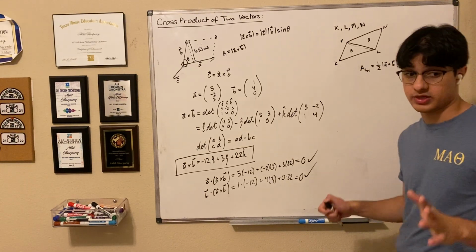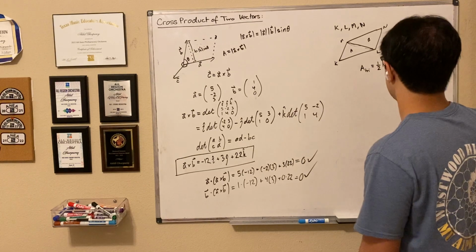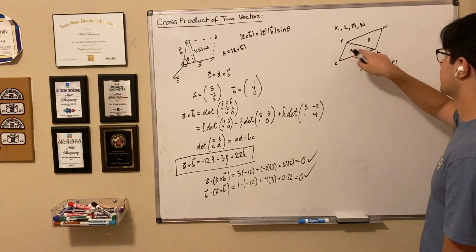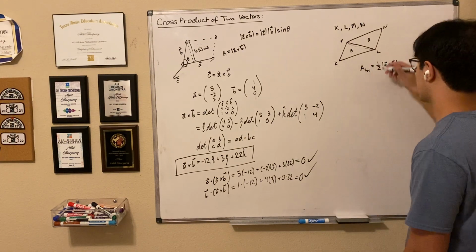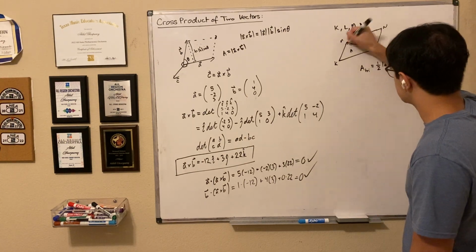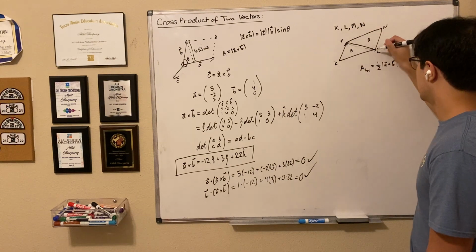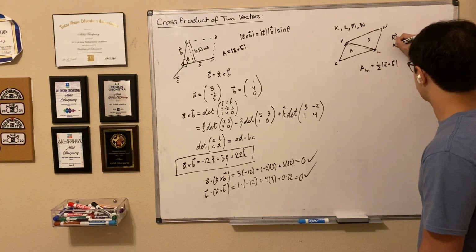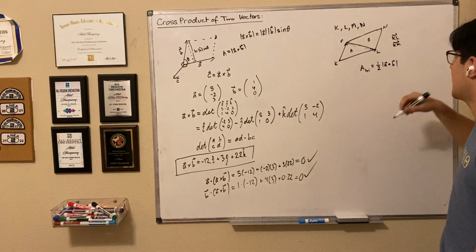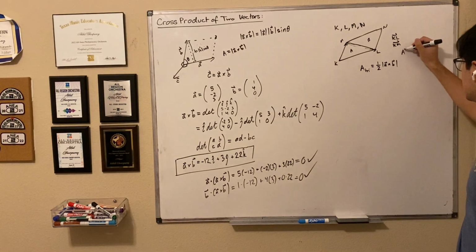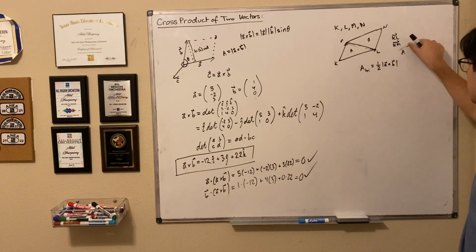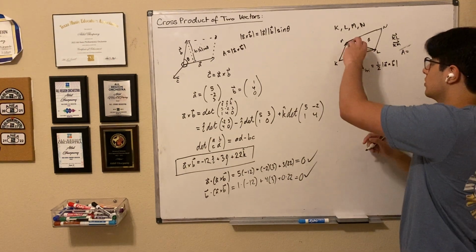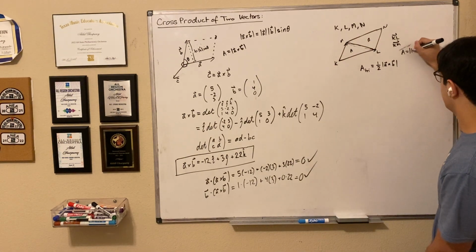And let's say we were to hypothetically have this problem. I'm not going to work through an example because that would take too much time, but here's how you would work through it. Let's say we had these K, L, M, N, and that was a parallelogram. You can find the displacement vectors KL and KM, and then if you take the cross product of KL and KM, that would give you the area of this parallelogram.